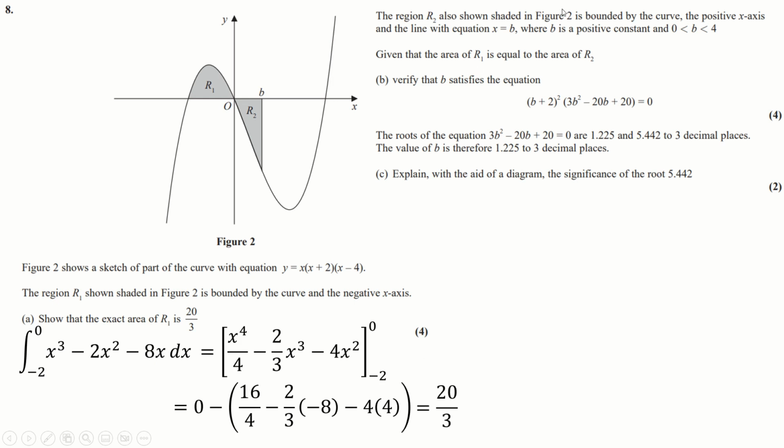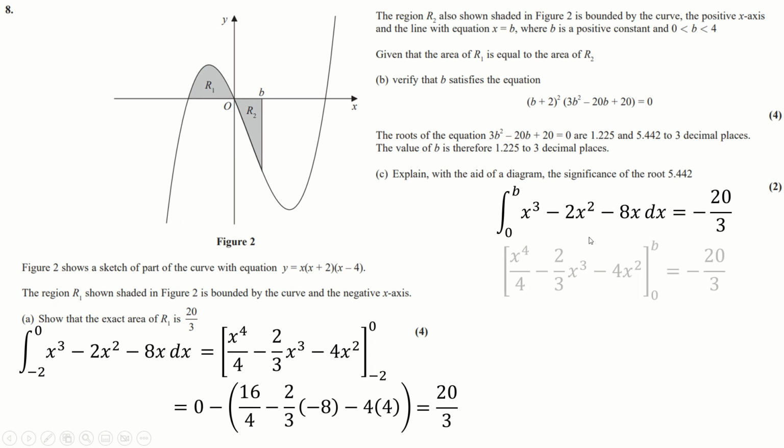The region R2 has the same area as R1. So we're going to integrate this curve between B and 0. And we're going to get this same answer, except when you do integration and the area that you're looking for is below the axis, by default, that integration will give you a negative. So while the size of the area is the same, the integration will give you a negative 20 over 3, because integration will always give a negative if the area is below the axis. So that's why I've set it equal to minus 20 over 3.